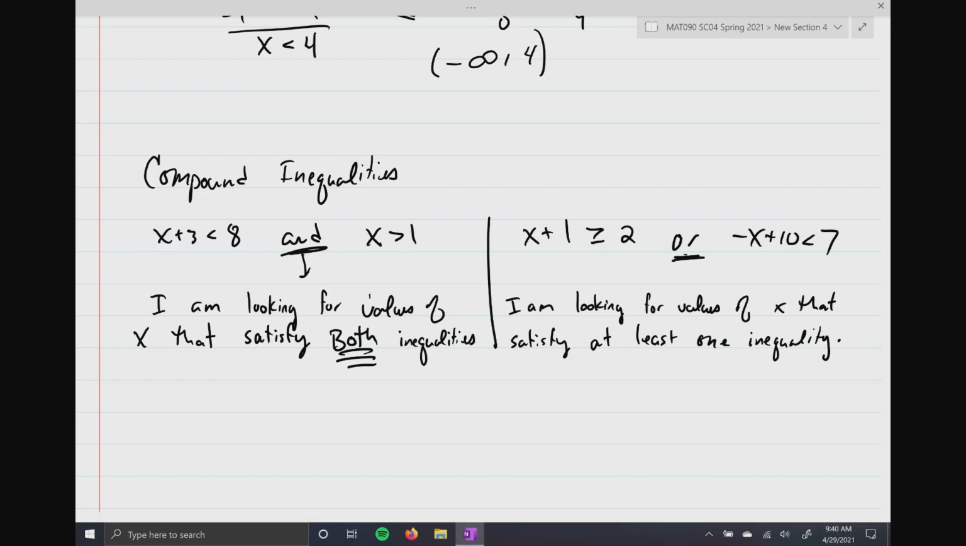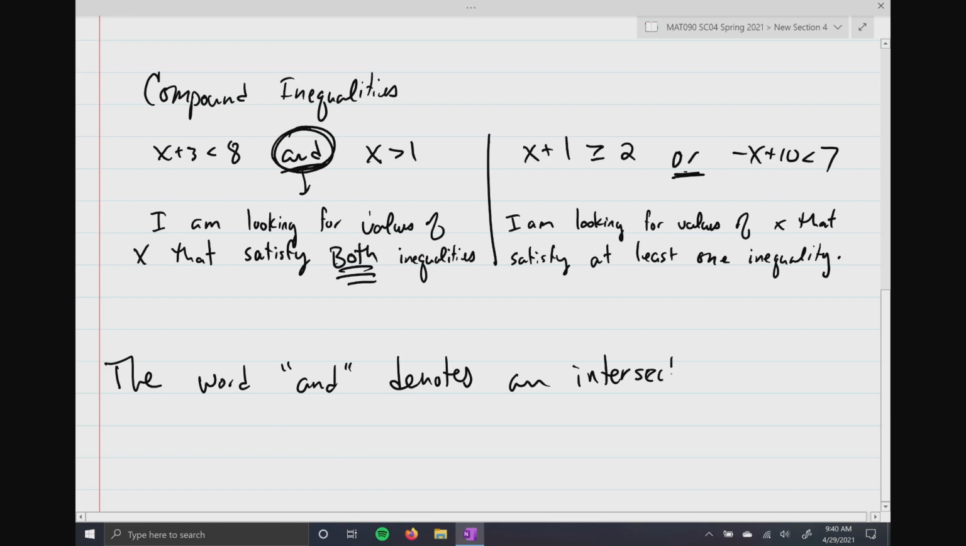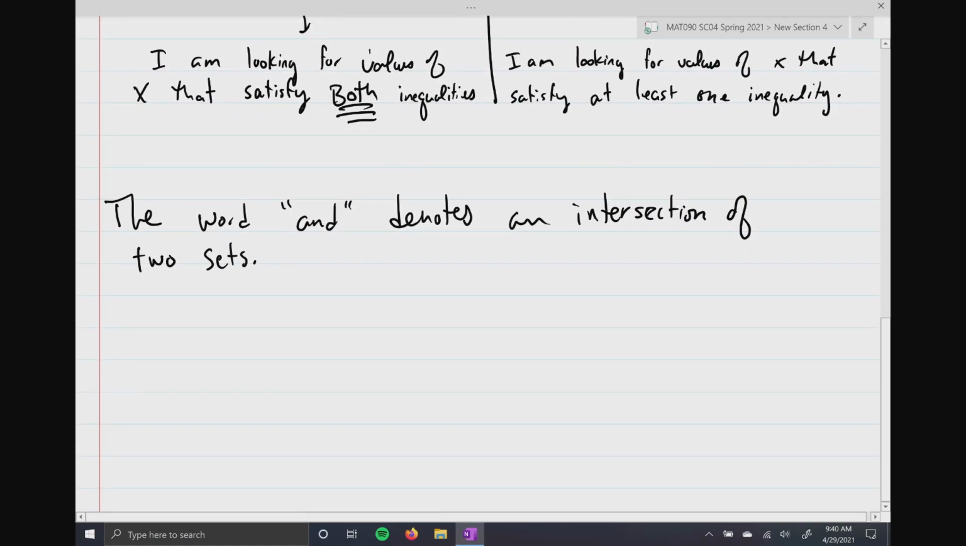Okay? So let me show you a picture of the and. Whenever we see this word and, the word and denotes an intersection of two sets. So, there's a lot of words in there, okay? Really is.